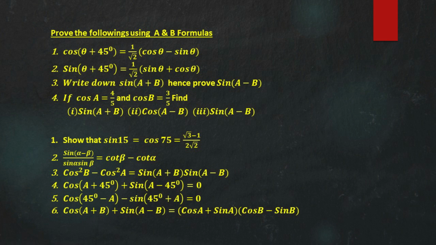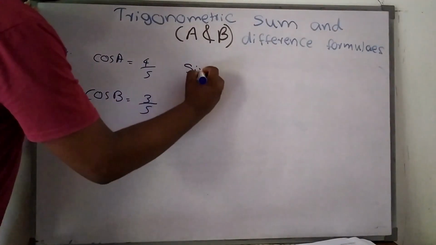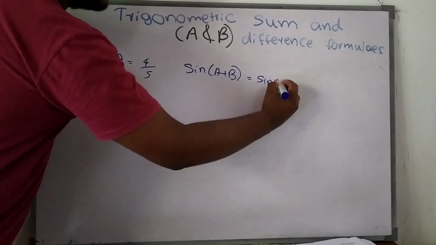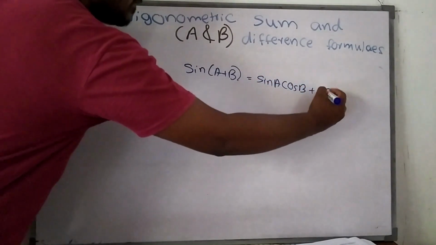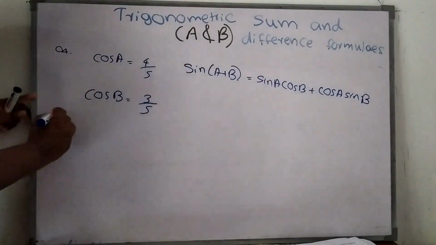Okay children, let's move to the fourth example, right? Cos A equals 4 over 5, cos B equals 3 over 5. We just need to find sin A plus B. So what is sin A plus B? It is sin A cos B plus cos A sin B, right? So cos A means 4 over 5.